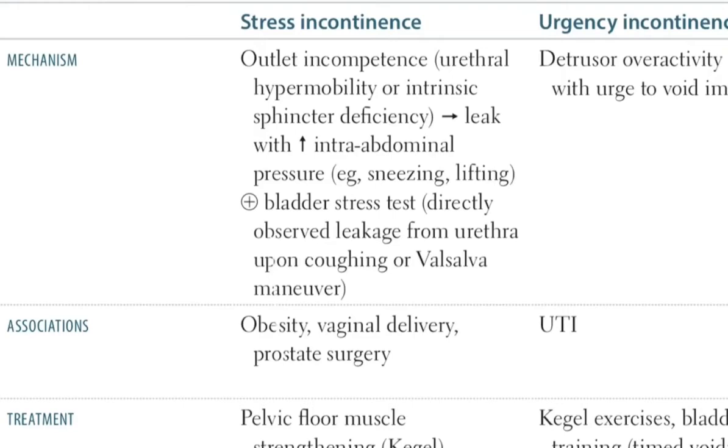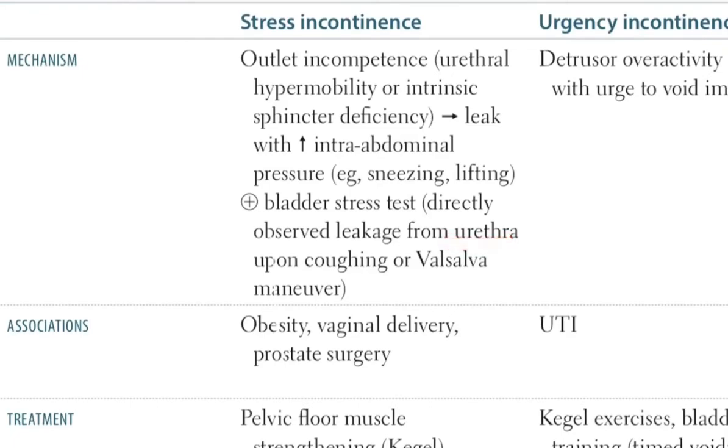Now, in stress incontinence, there is leakage of urine with an increase in intra-abdominal pressure. That means whenever a person sneezes, lifts, or coughs, there is an increase in intra-abdominal pressure, which leads to leakage of urine. Am I clear? Now, in stress incontinence, there is a positive bladder stress test. That means if a person is asked to cough or do a Valsalva maneuver, then leakage is observed from the urethra.